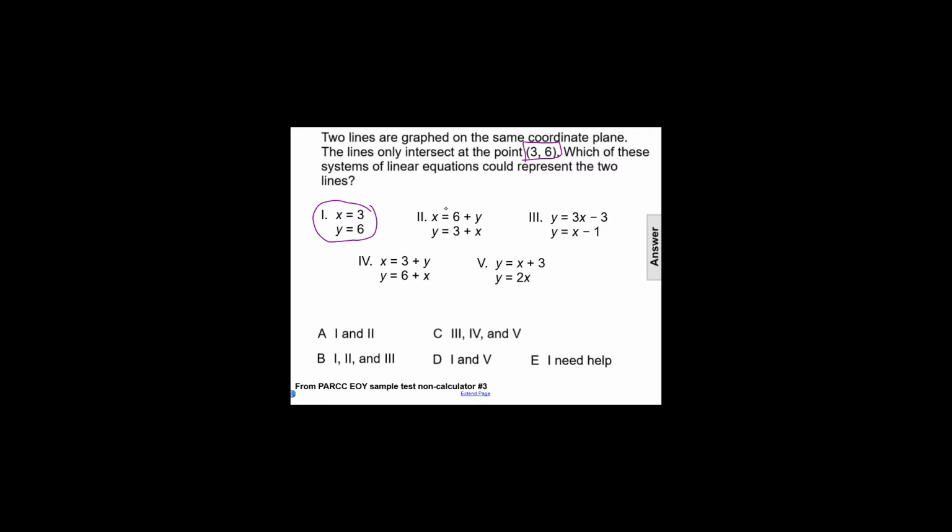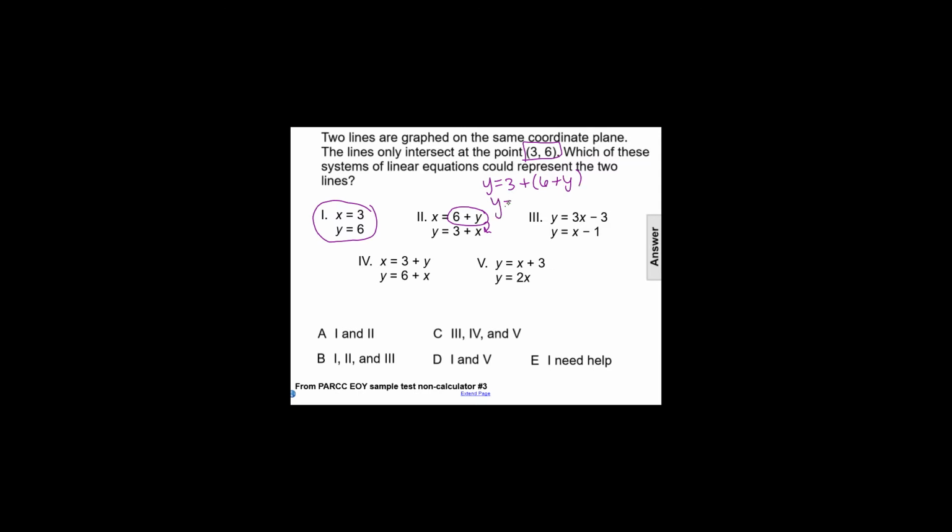The second system is not as easy because we have expressions for x and y. We have the lines x equals 6 plus y and y equals 3 plus x. So here we can try to solve this system. The best method would be substitution since we have variables already isolated. So if we substitute in 6 plus y for x in the second equation, that would give us y equals 3 plus (6 plus y).